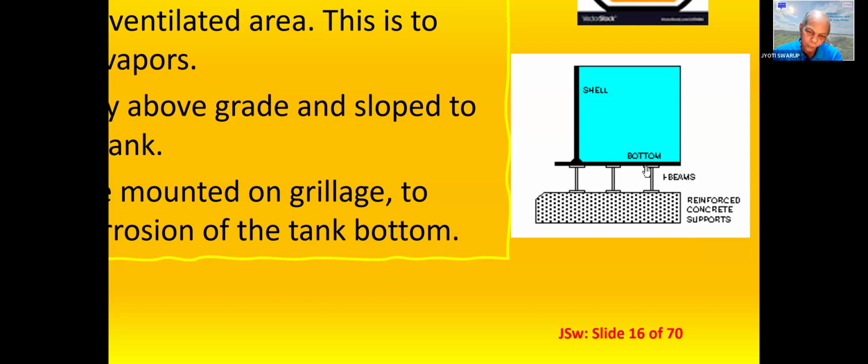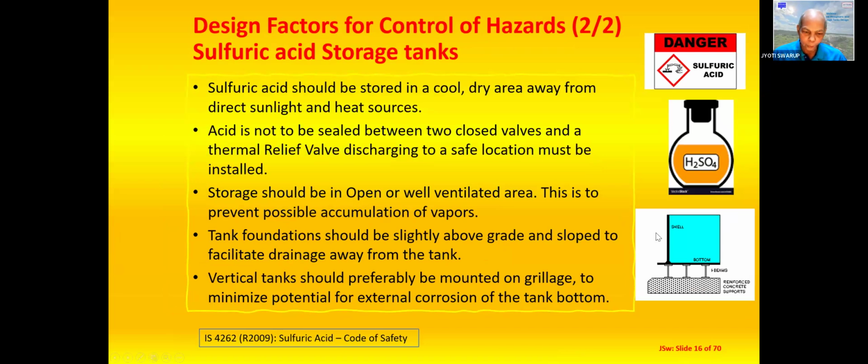So usually the acid tanks are put on I-beams or on concrete beams to make sure that any leakage is seen, can be detected and corrected. So this is what we call grillage. Grillage is the word used for that. And most of the sulphuric acid tanks will be installed on grillage.